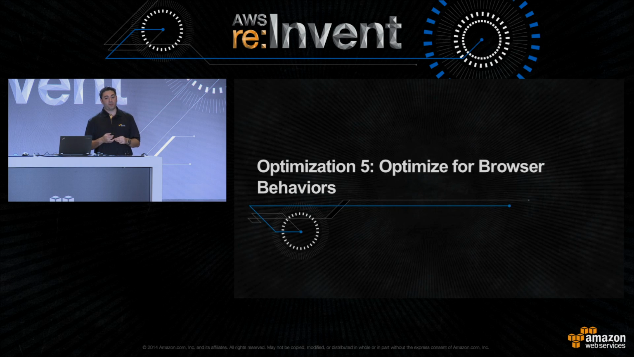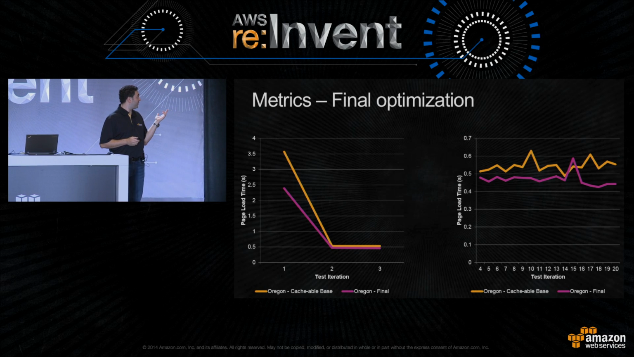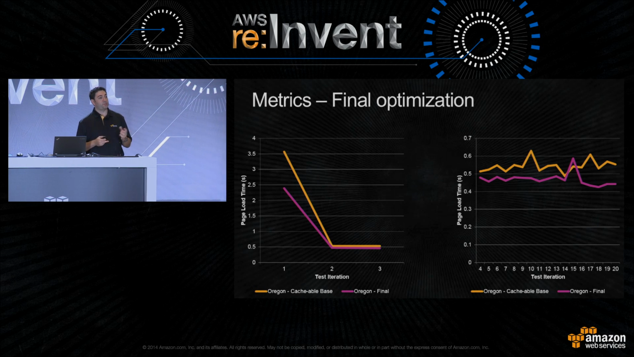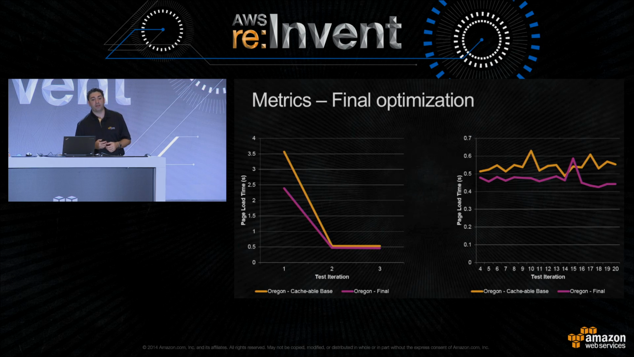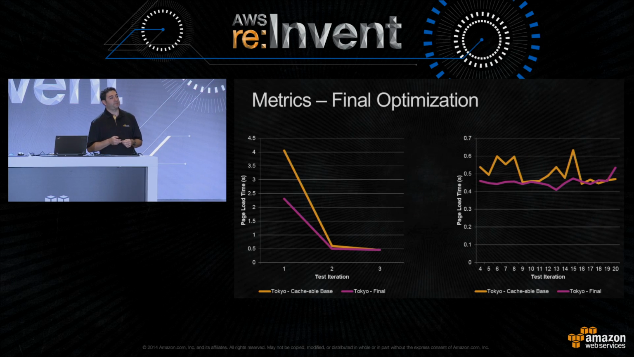The last thing I want to talk about is optimizing for browser behavior. What does this mean? This is actually a bundle of optimizations. I'm going to get to them in a second, but let's see if they're significant or not. If we look here for Oregon, we can save well over a second on that first page load. So definitely worthwhile. And on the right-hand side, you can see, again, a decent amount of time saved. So I think these are really important optimizations that you would want to take advantage of. Tokyo, same kind of thing.